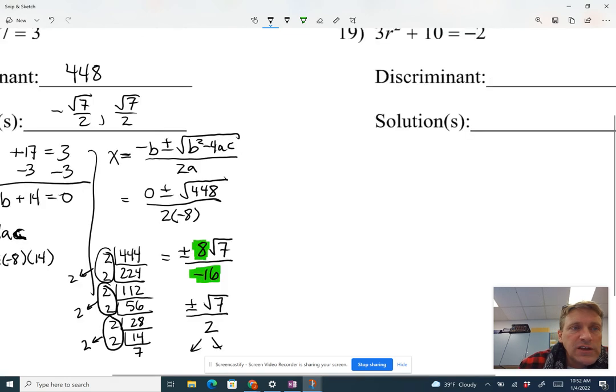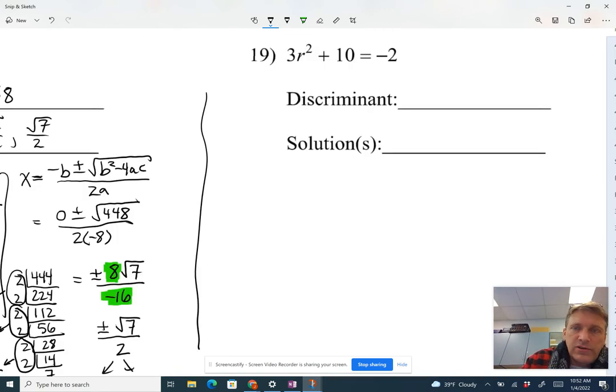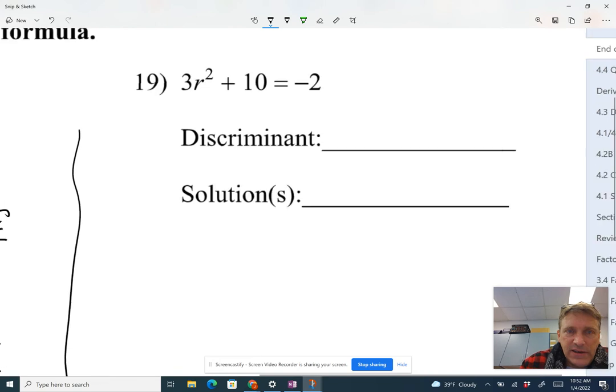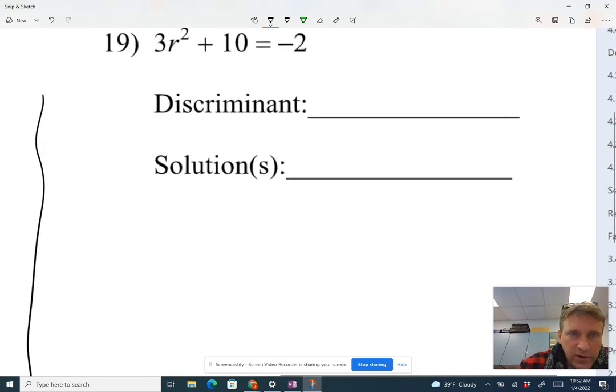So let's look at number 19. 19 is very similar to what we saw in 18. We're going to write this again, 3r squared plus 10 equals negative 2. And we're going to add 2 to both sides.